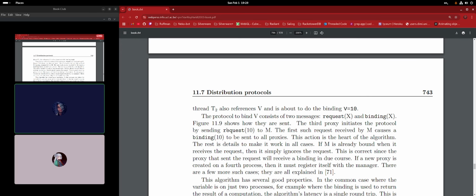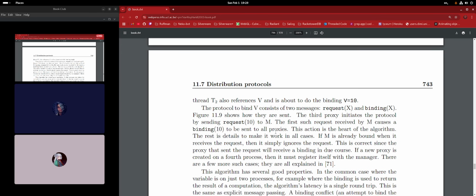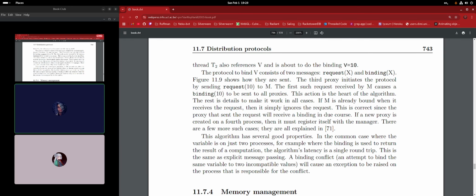The third process initiates a protocol by sending request 10 to M. The first such request received by M causes a binding to be sent to all proxies. This action is at the heart of the algorithm. The rest is details. If M is already bound when it receives a request, then it simply ignores the request. This is correct since the proxy that sent the request receives a binding in due course.